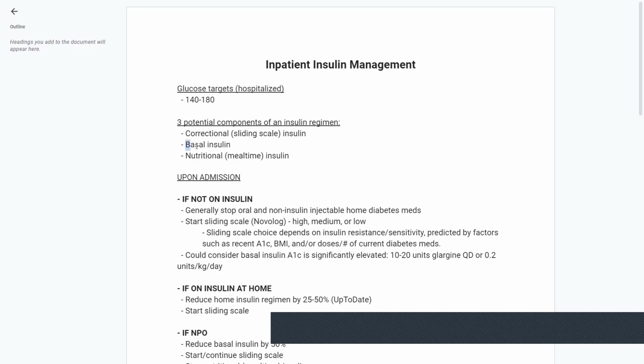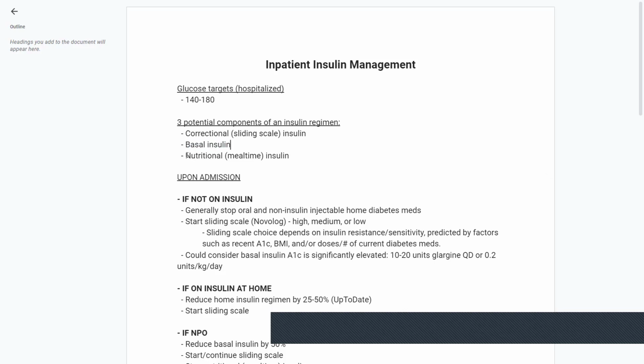And then basal insulin is kind of self-explanatory. It's just a long-acting insulin. The one that I've been using in the hospital is Glargine because it's just a once a day injection. It lasts at least 24 hours, whereas Detemir doesn't last quite 24 hours, so you generally would have to dose it twice a day.